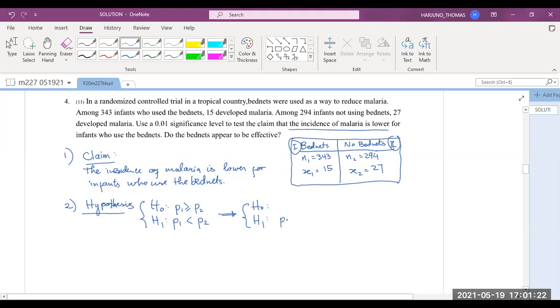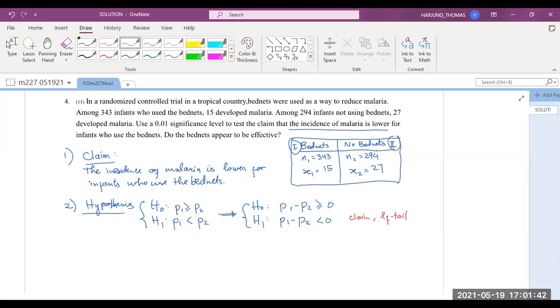Okay. Then because the other side has no constant, I need to set one side to constant. I subtract both sides by P2. So this is a left tail. This is the claim, and it is a left tail test.